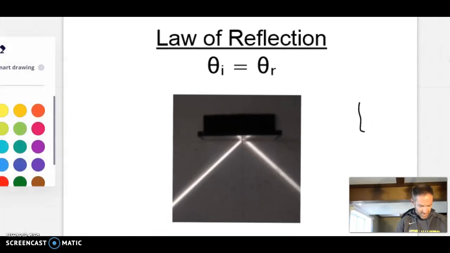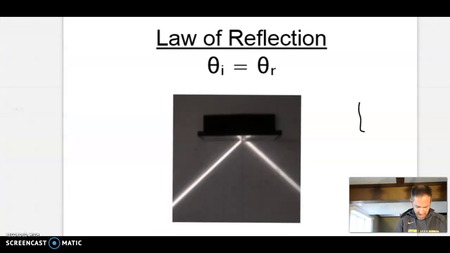Here you can see a nice photograph where we have our normal line coming right down there, and I'm not sure which way this light is moving. Let's just assume it's moving from left to right, which is often the way that it is. And so we'll say this is our theta 1 and this is our theta r, and those two are equal to each other.